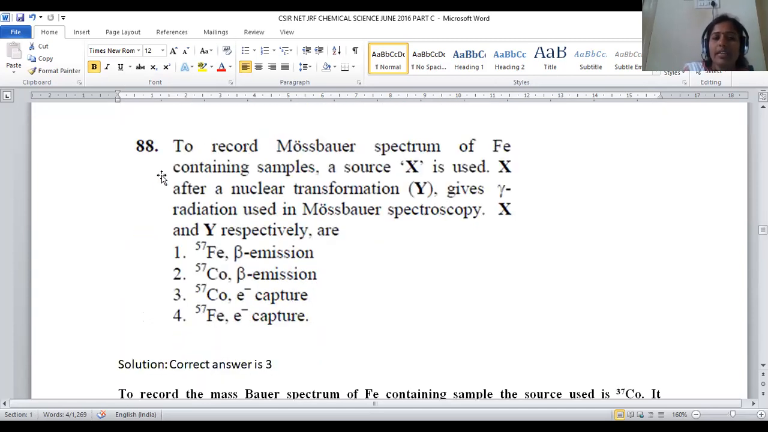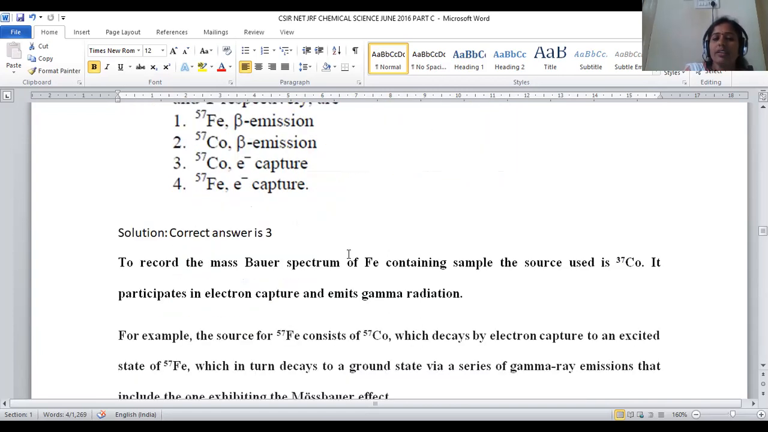Let us move on to question number 88. To record the Mössbauer spectrum of an iron-containing sample, a source X is used. Iron is the product here. We have to find the starting material X. X, after nuclear transformation Y, gives gamma radiation used in Mössbauer spectroscopy. X and Y respectively.